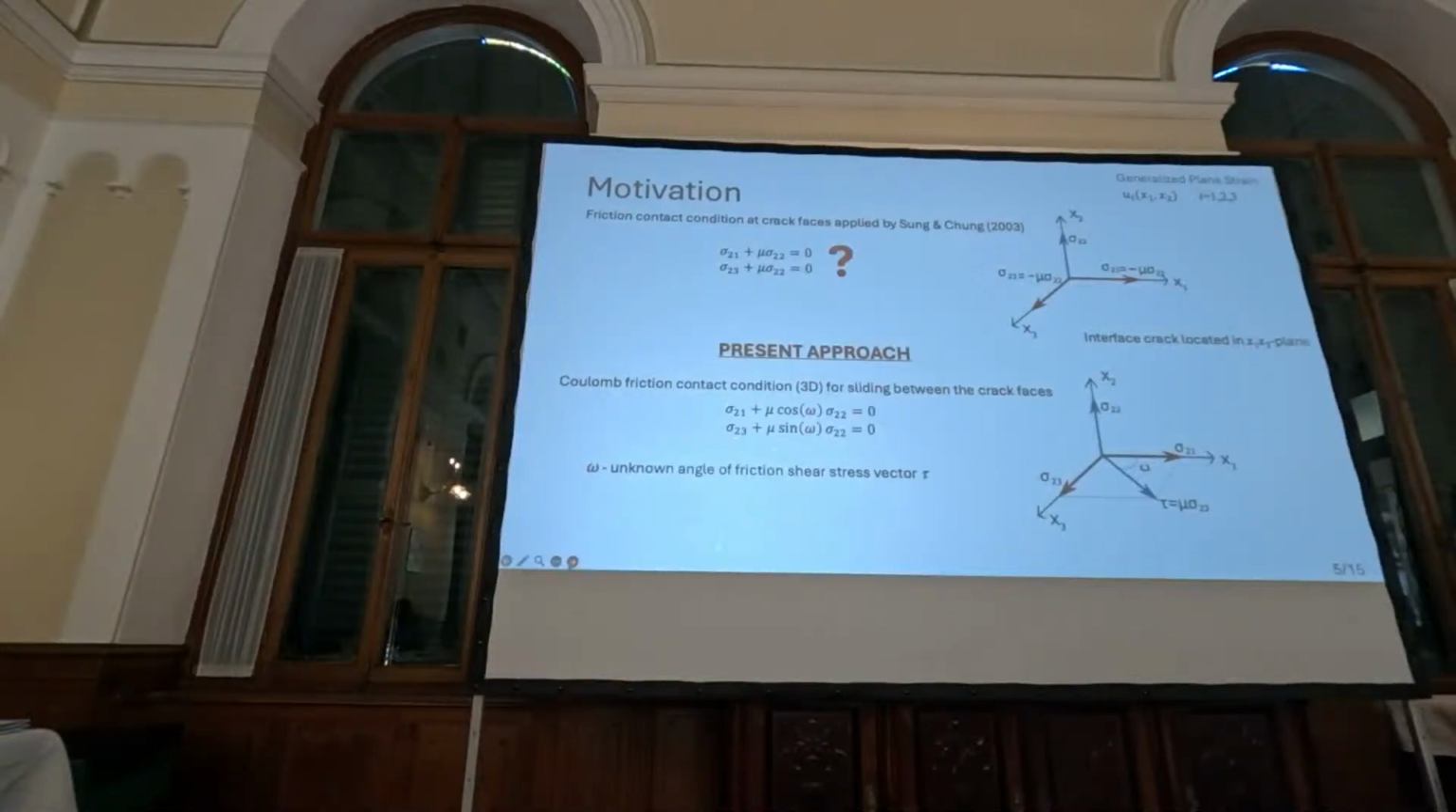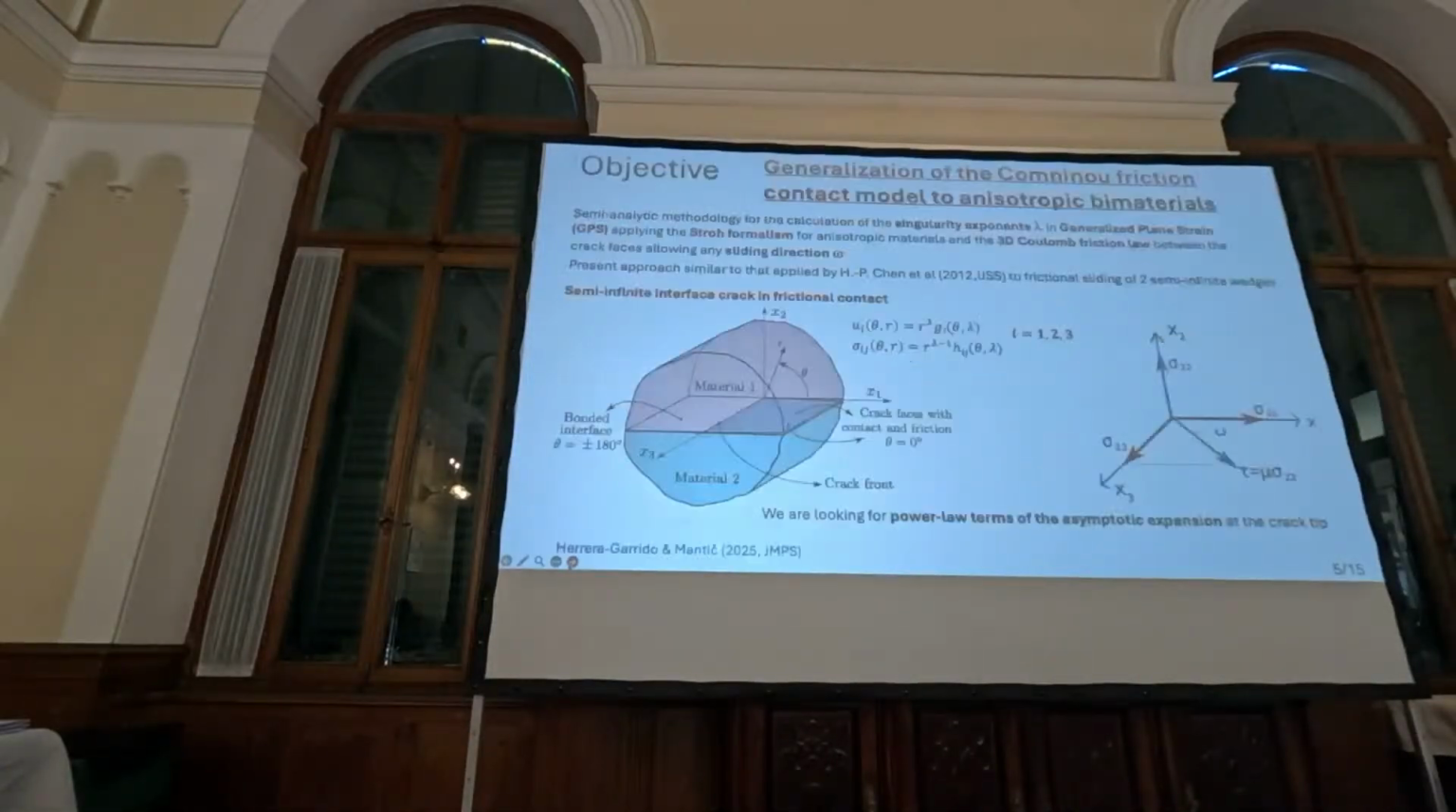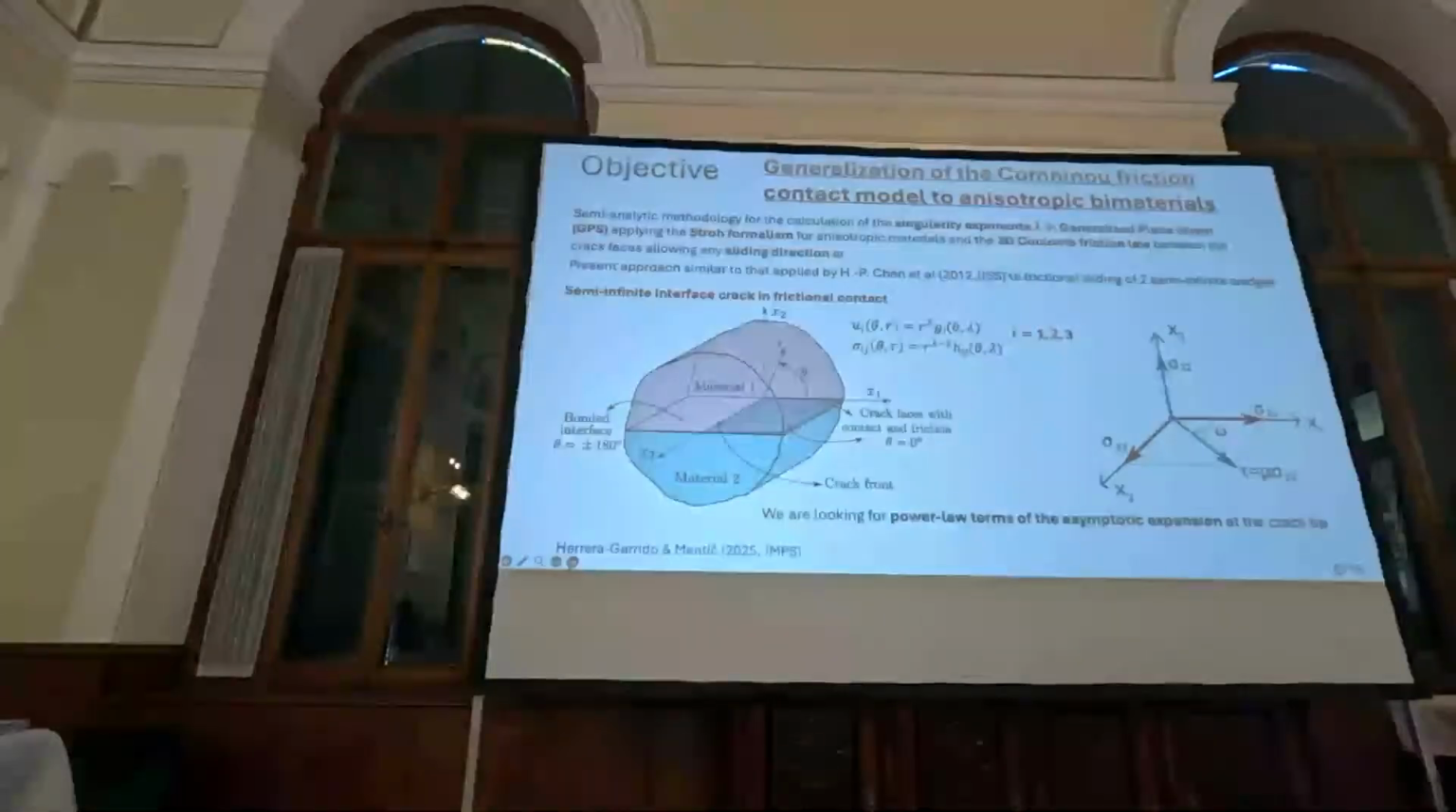So we can write this Coulomb friction condition for sliding, where omega is an a priori unknown angle. The objective of this work is to develop a semi-analytic methodology for the calculation of the singularity exponent, lambda, in generalized plane strain, considering a 3D Coulomb friction law between interface crack faces, allowing any sliding direction. And we apply Stroh formalism for linear elastic anisotropic materials.